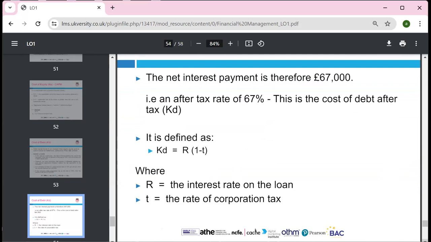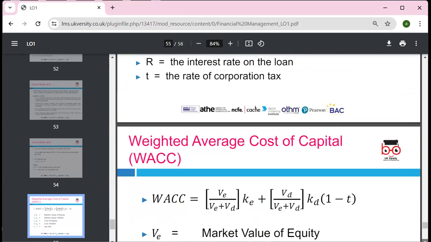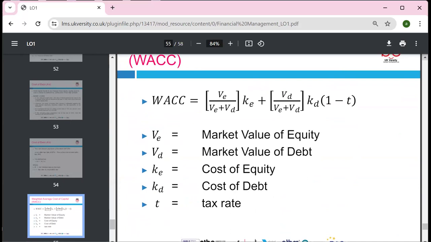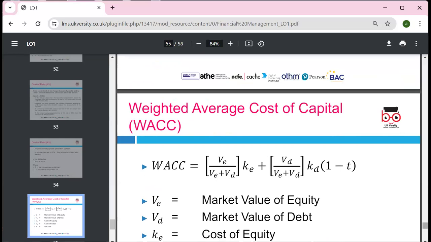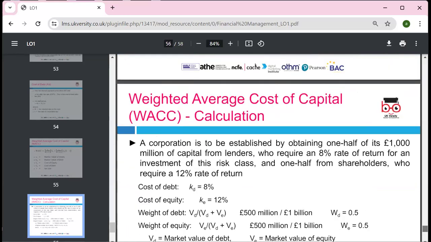We can look at tax too, because if you pay a dividend now, equity is more expensive than debt. We can use the formula: value of equity divided by value of equity plus value of debt, times the cost of equity, plus value of debt divided by value of equity plus value of debt, times the cost of debt times 1 minus T, because we can save on the tax. That is why we use the T there. T is the tax rate. That is the way we calculate it here in the example, guys.